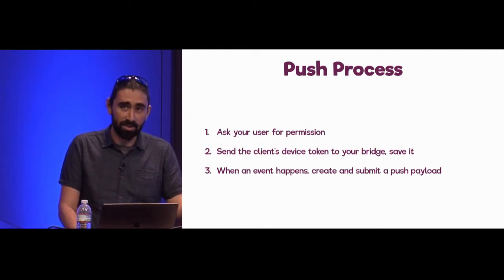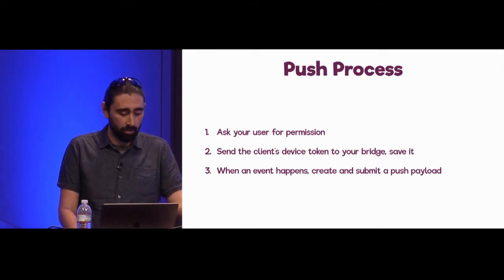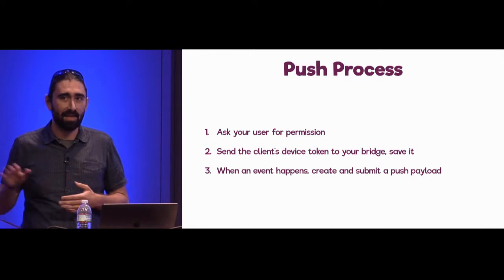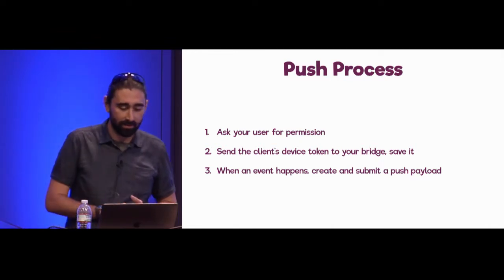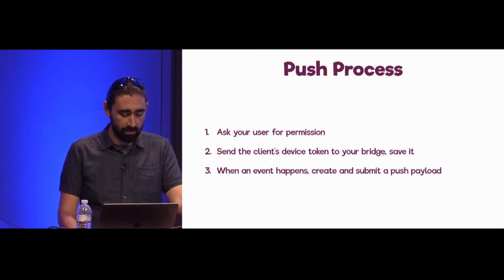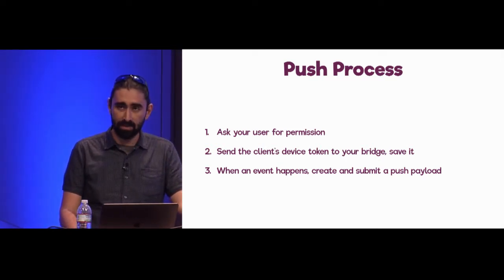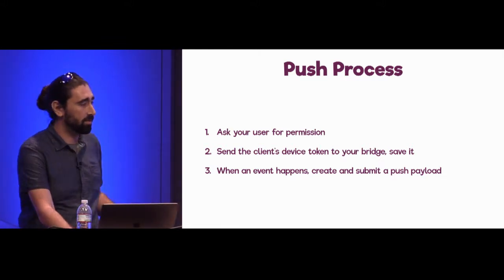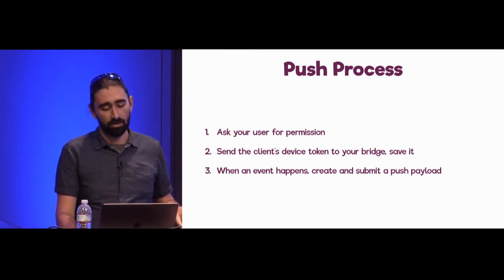And then once you successfully register for push notifications, you're going to get that device token back. You're just going to send that up to your bridge, your Raspberry Pi, and save it there. And then when whatever event is interesting happens, you just submit the push payload to APNS to actually send the push notification.